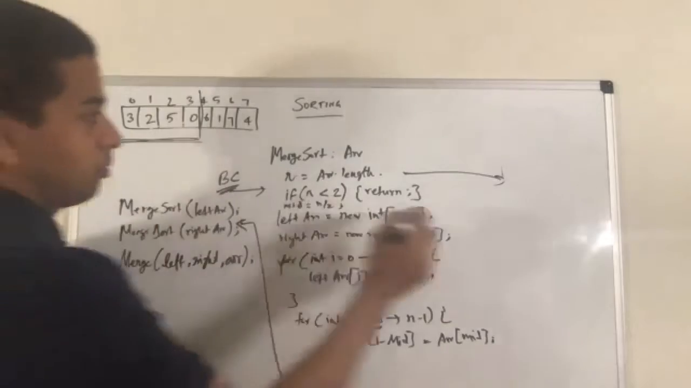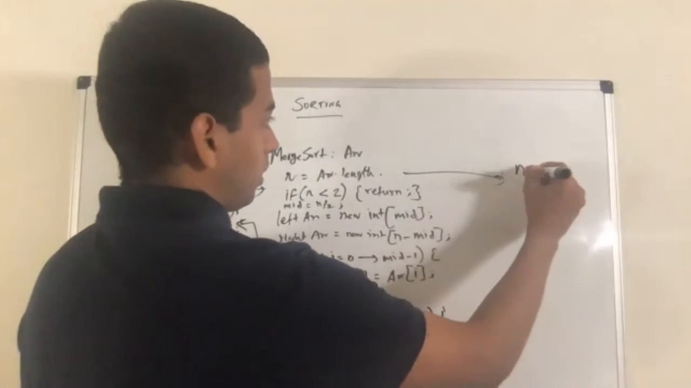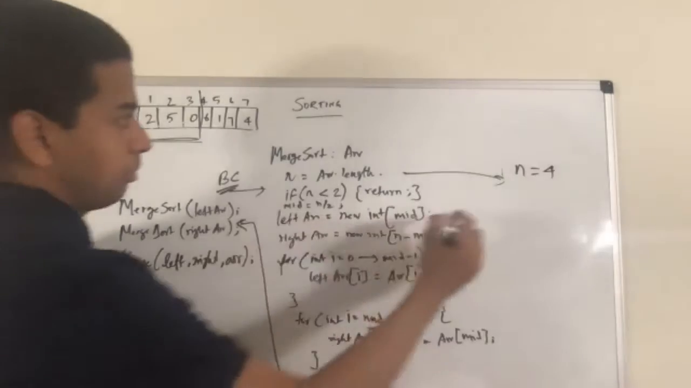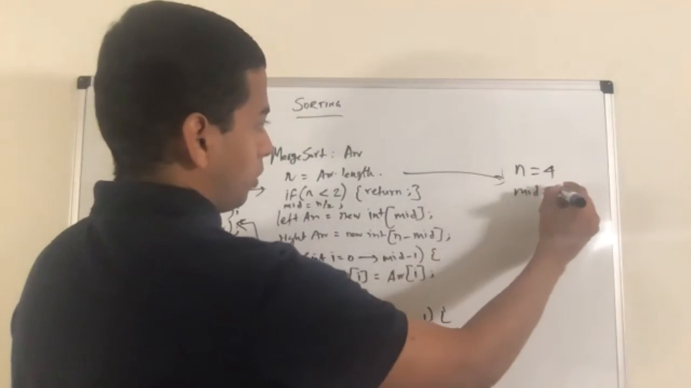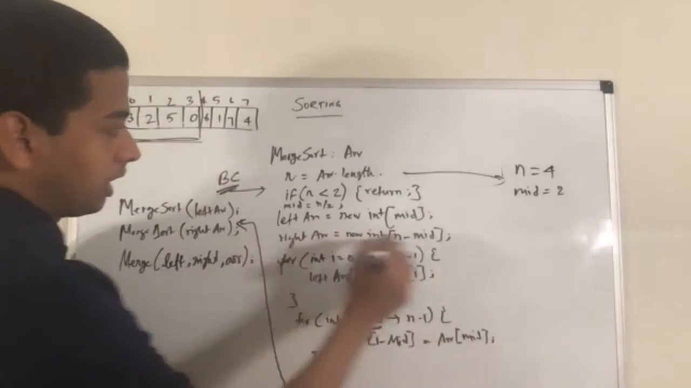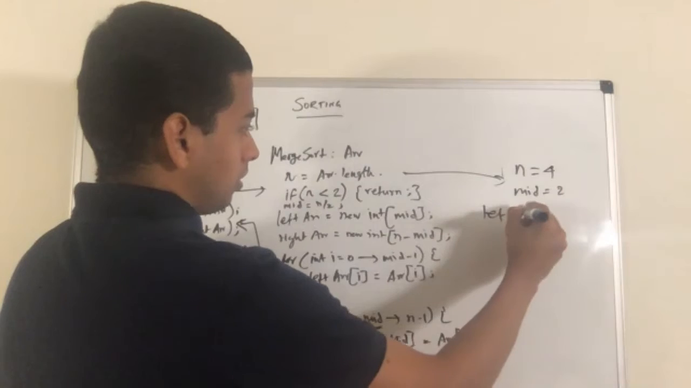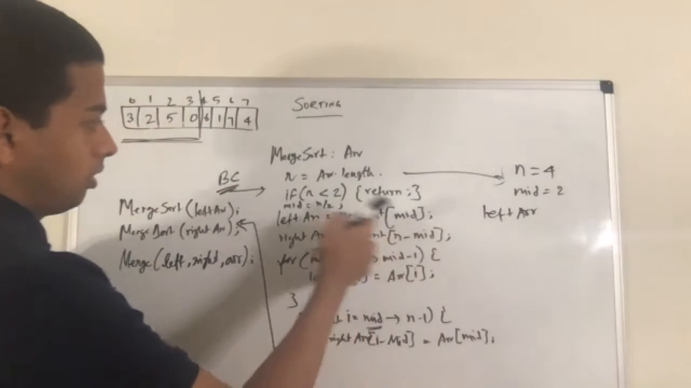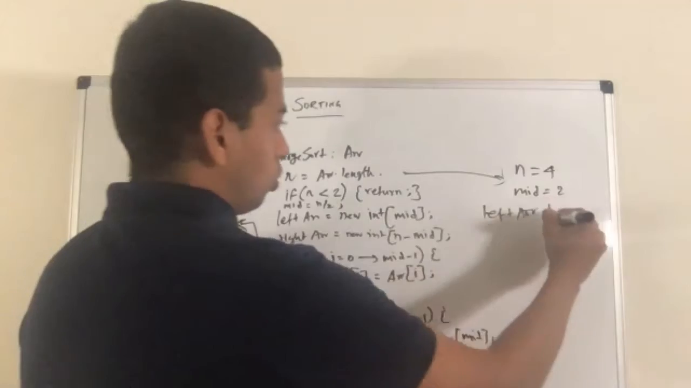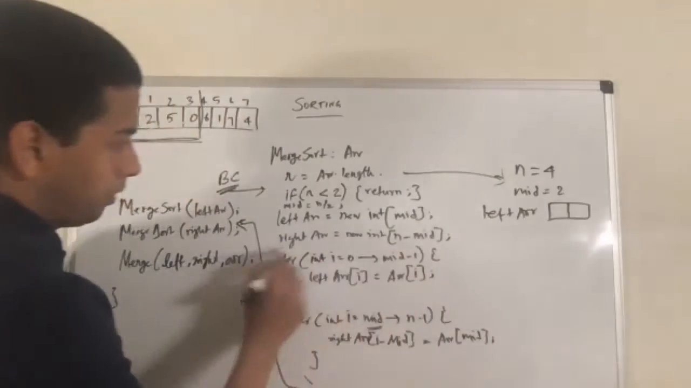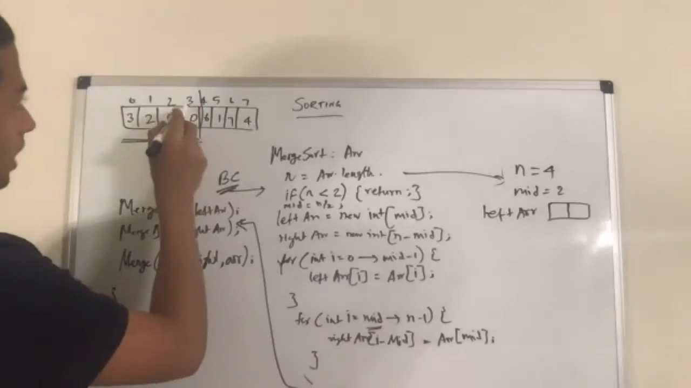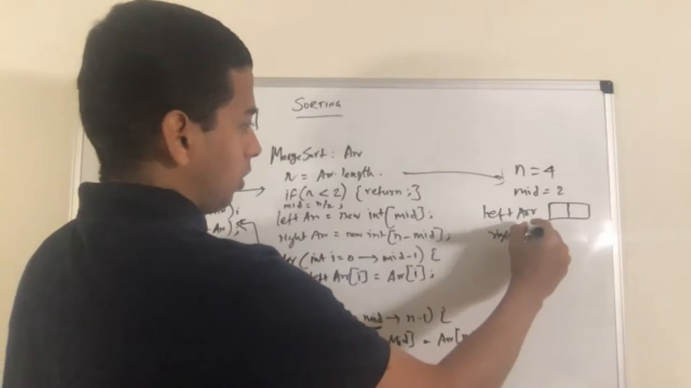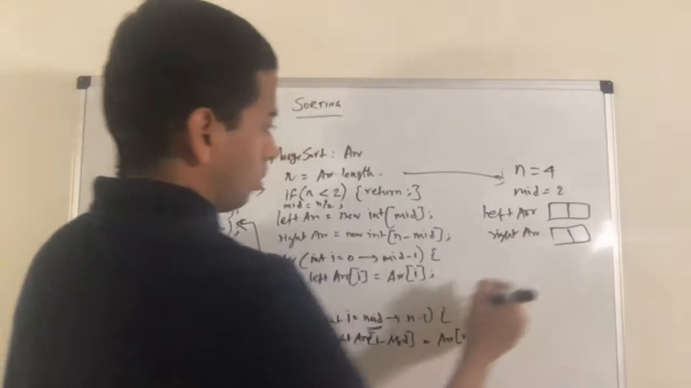So we have length n equal to 4. This is false, so it will come to the next step. Mid equal to 4 by 2, it will be 2. Left array will be new int of mid. So mid is 2, so I'll create 2 blocks. What will be the right array? N minus mid. So n is 4, 4 minus 2 is 2. So the right array will also be 2 blocks.